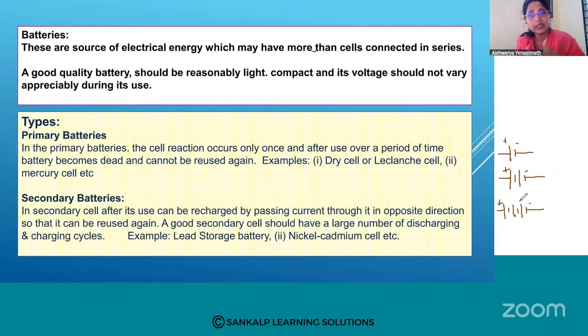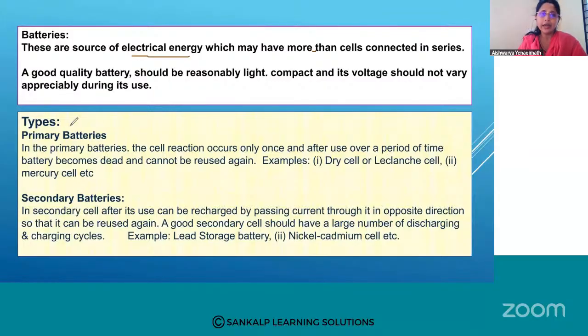Now we need to understand the construction of these batteries, and their working and applications. We will see them one by one. Is that clear up to here? Fine. Batteries are a source of electrical energy which may have a number of cells connected in series. A good quality battery should be reasonably light, compact, and its voltage should not vary appreciably during its use. We judge quality by usage, and similarly here the voltage should not vary when you are using it.